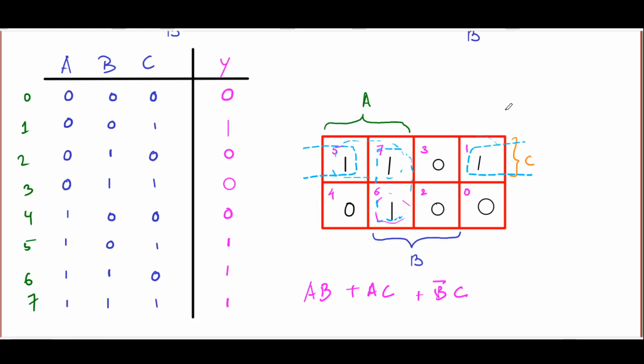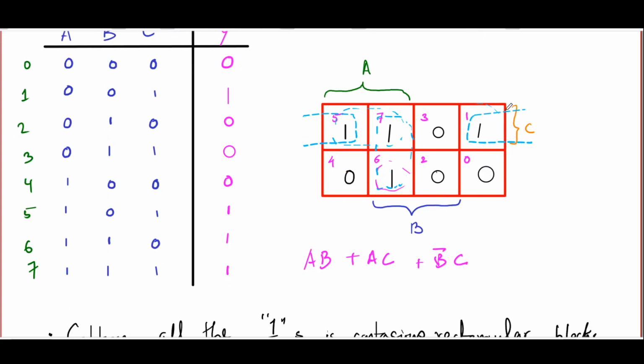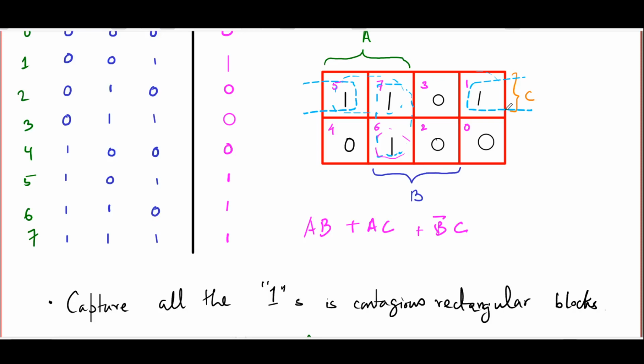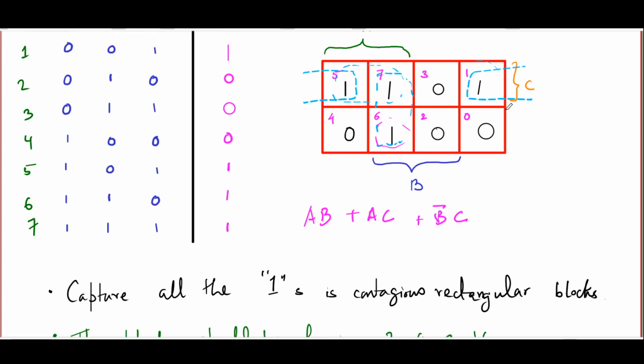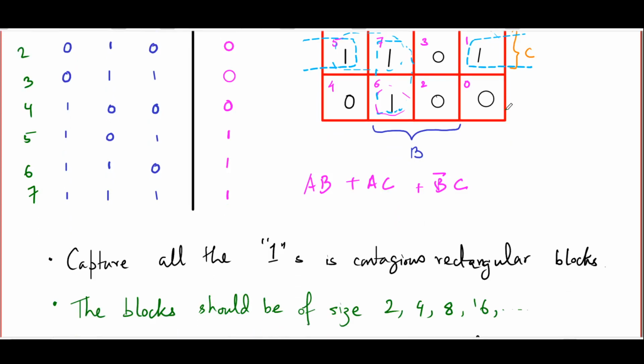I know I run the risk of sounding like a stuck record, but this is perhaps the right time to summarize all that we have said so far about using the Karnaugh map method. So, you create your Karnaugh map, and then when you want to analyze the results, what you do is capture all the ones in the Karnaugh map in contiguous rectangular blocks. As always, rectangles can also include squares. Now, each of these blocks should be of size 1, I left out the 1, but that's also a possibility, 2, 4, 8, 16, and so on, of course, depending on how many variables you really have.